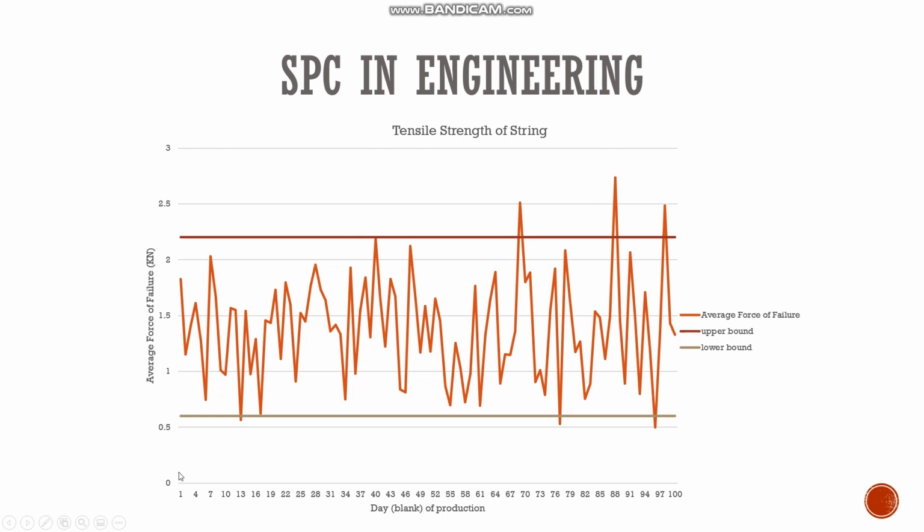This right here is a run chart. It is a chart of the tensile strength of string. On the x-axis, you typically have a scale of time. Here, it's the day of production. And then on the y-axis, you have the important variable that you want to look at. For the string we're observing here, we're looking at the average force of failure in kilonewtons. And the line right here is, of course, the plot of those: the average force of failure on any given day.